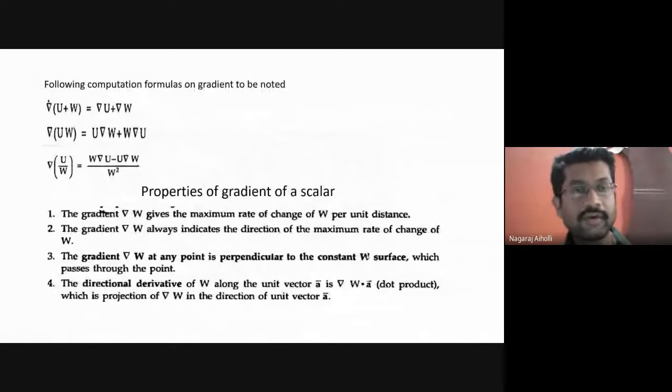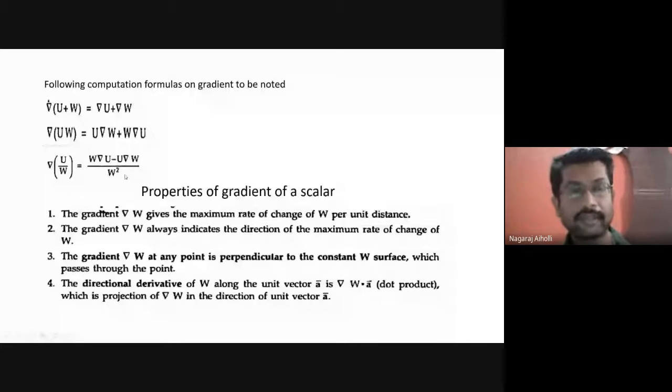Two other formulas on the gradient we have to note down here. Del of U plus W is del U plus del W. Then del of UW is U into del W plus W into del U. Similarly, del of U by W is W, the denominator, into del U, minus U, the numerator, into del W, divided by the denominator squared, W squared.